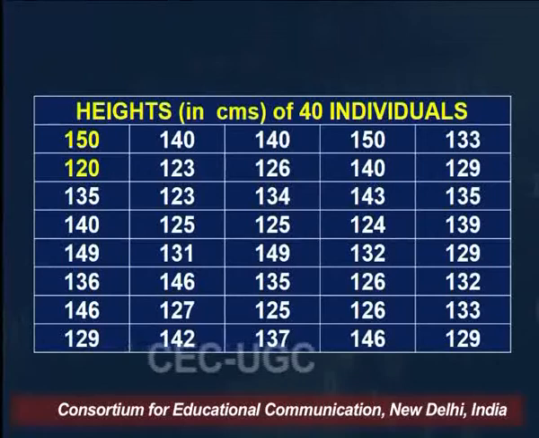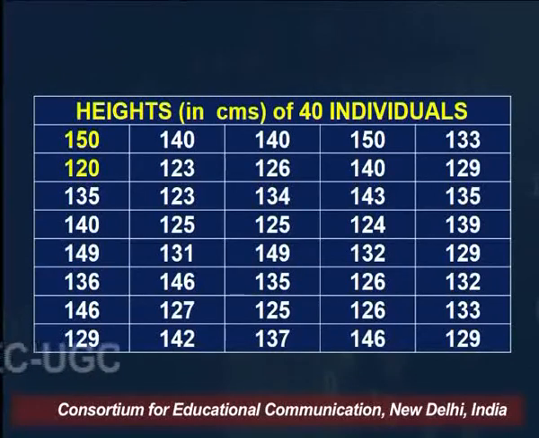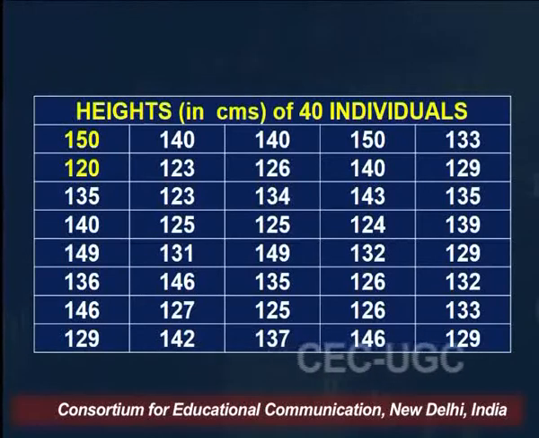So here the range is 150 minus 120, which is 30, and we have to construct class intervals so that this entire range is covered. When we construct the class intervals, we are going to construct class intervals of equal width, because they are preferable and easy to analyze.